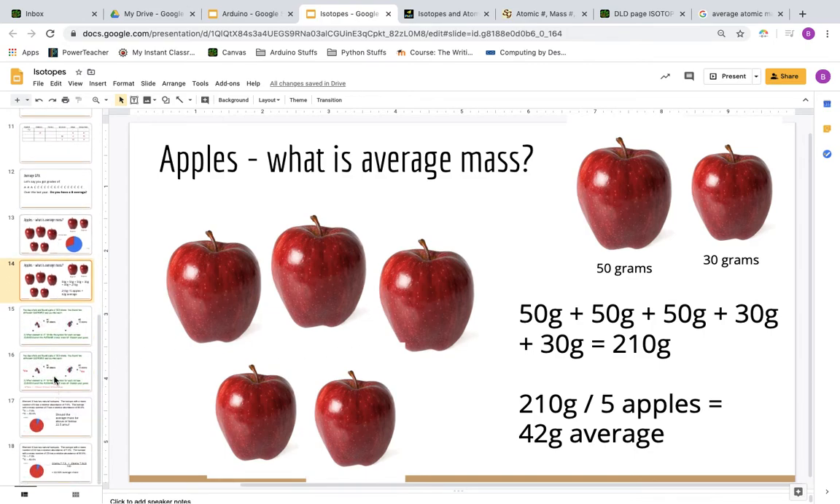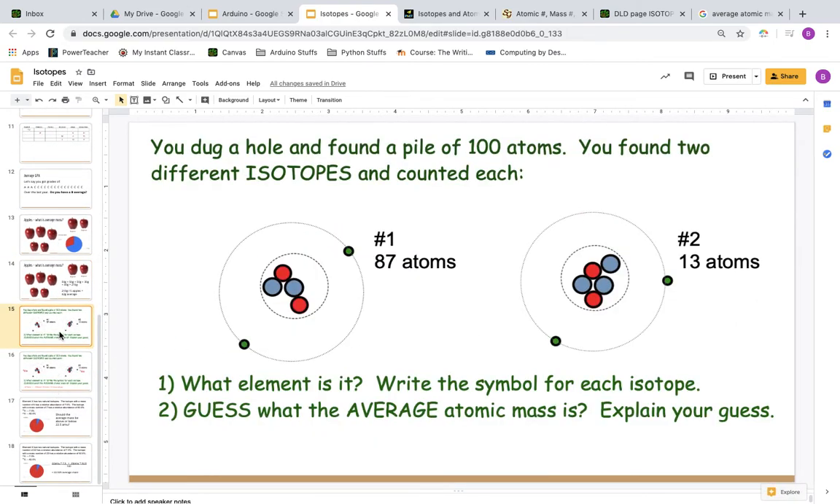And atoms are like that. Say I dug a hole, and I'm not finding apples anymore, I'm finding atoms, but I find a pile of 100 atoms. But you see, some of these atoms look like this, and some of these atoms look like this. This one has 2 protons and 2 neutrons. This one has 2 protons and 3 neutrons. What can you tell me about these atoms?